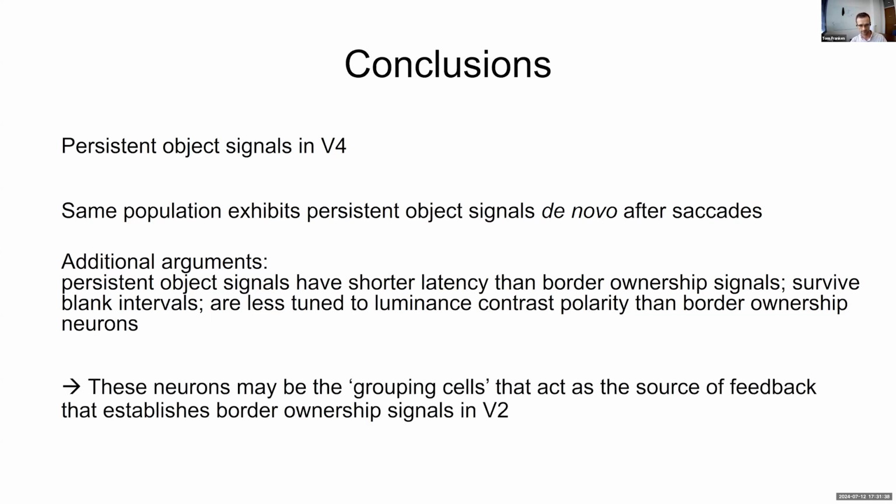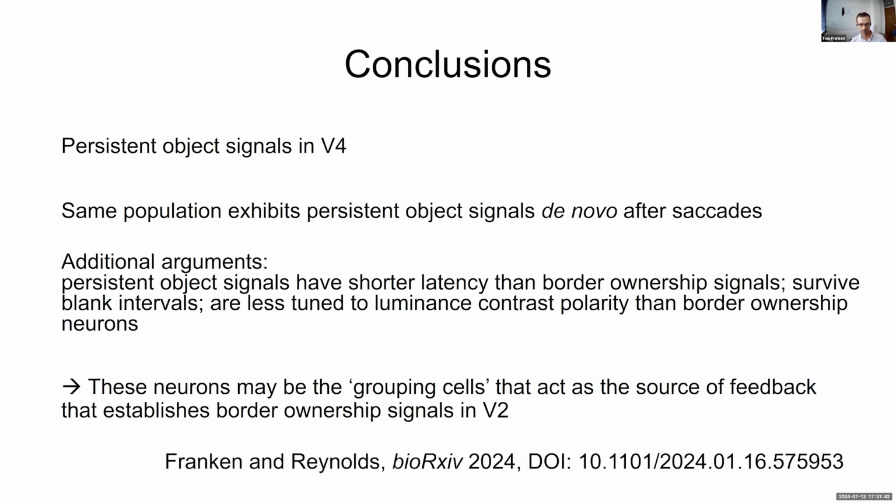You can read a little more about these data in the preprint that we have. And so to summarize, our data indicates that there are persistent object signals in V4, and that some of these cells at least may be the source of the feedback that allows V2 neurons to compute border ownership.